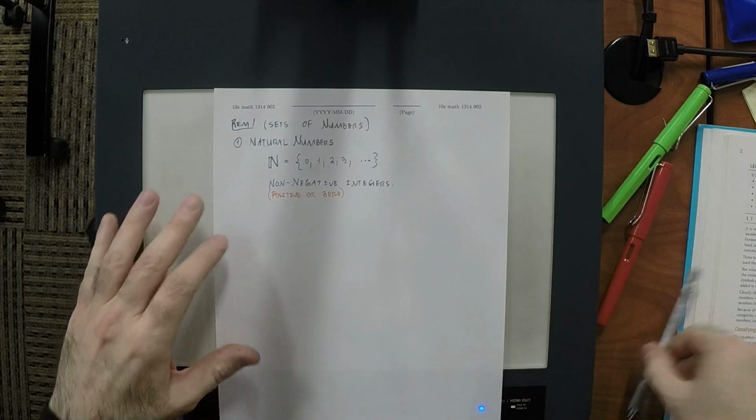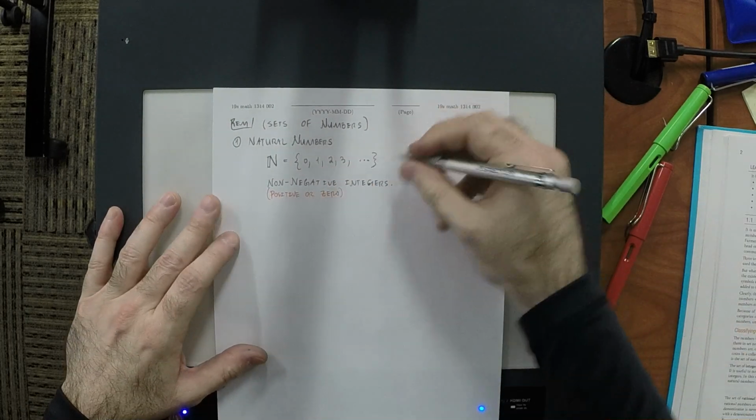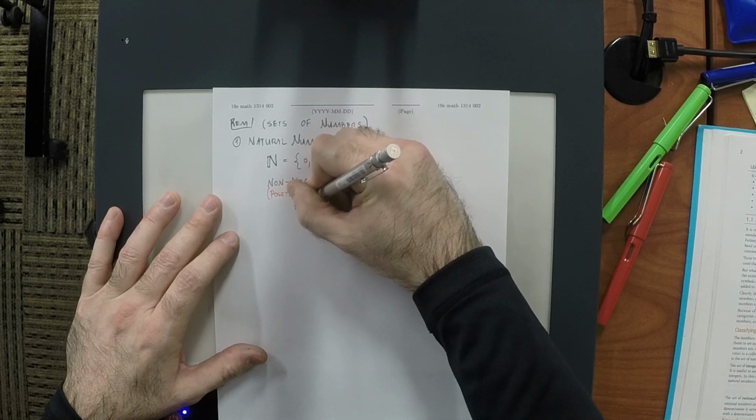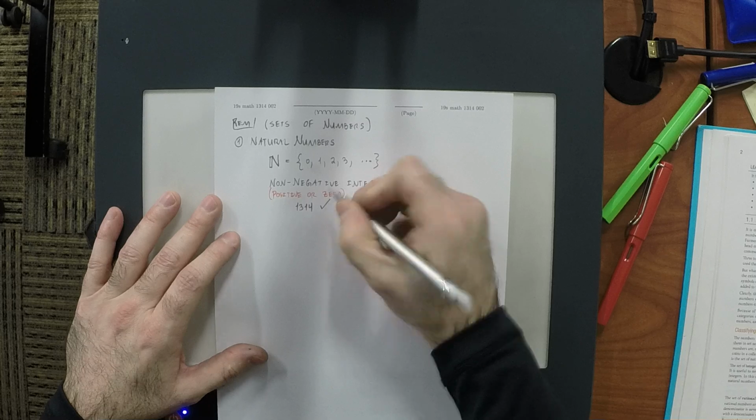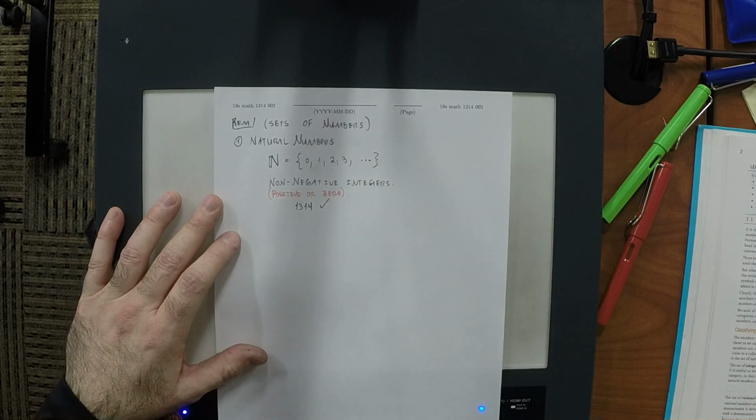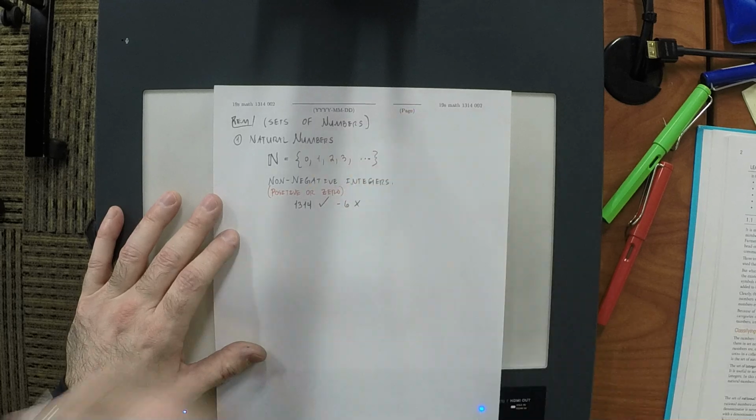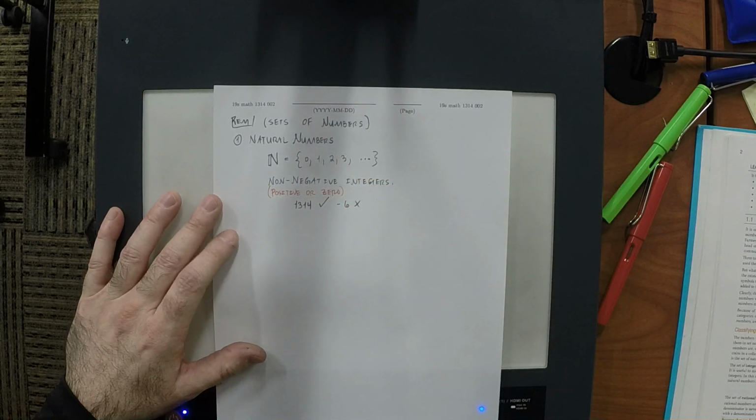All right. So for example, 1314 is a natural. But negative 6 is not. Okay.